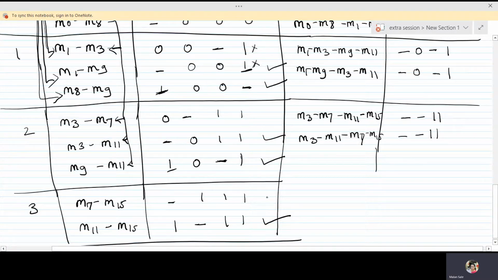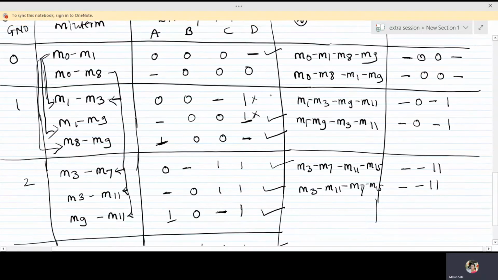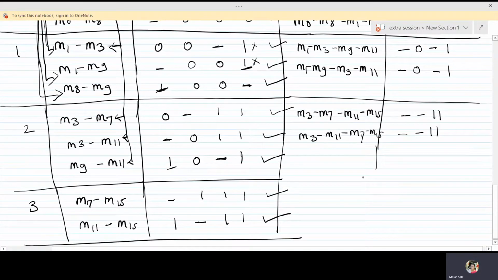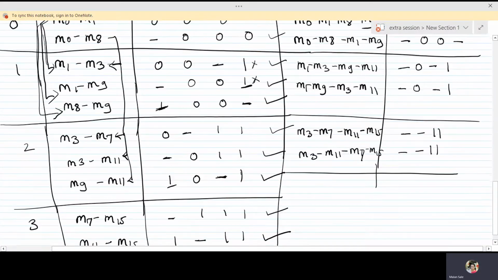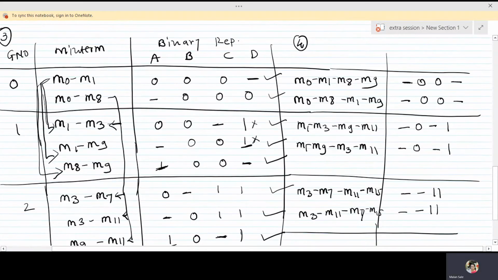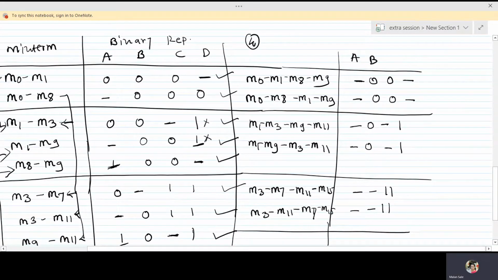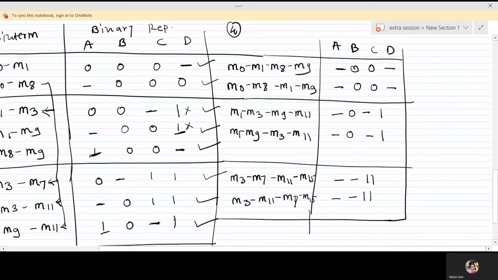Now is any matching possible there? No. All the implicants are into the comparison now. Now after completion of the fourth step, what is the next step? Now find out the prime implicants. Now the prime implicants are identified from this.